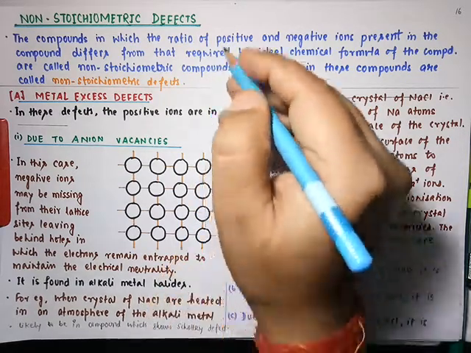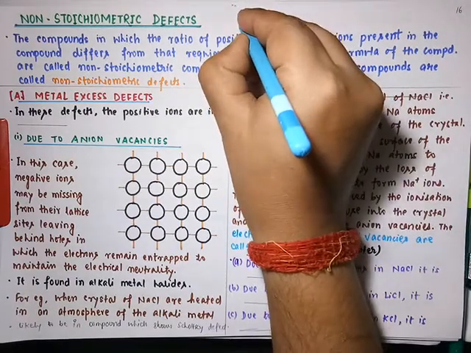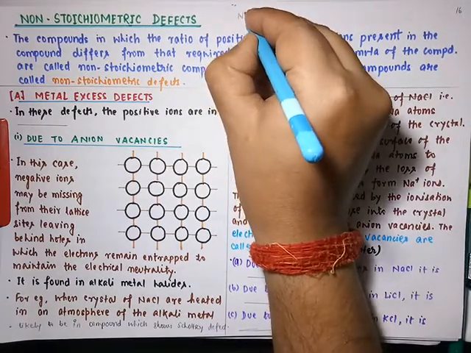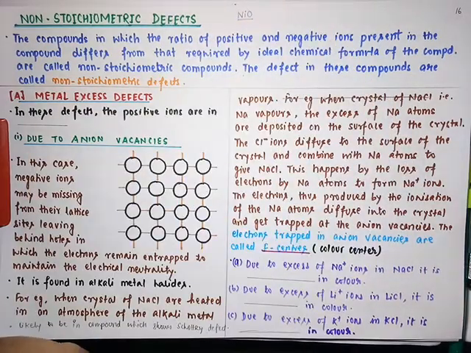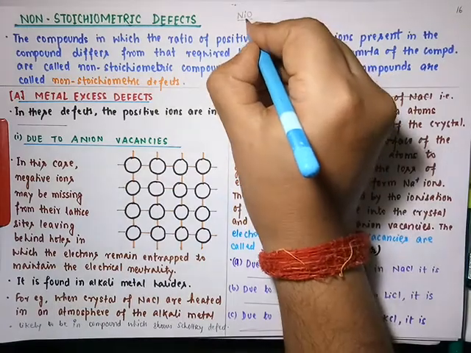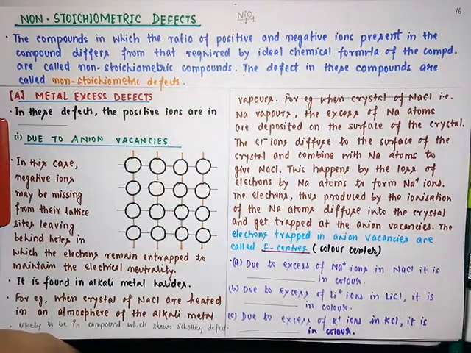Let me take a simple example here, student. Let me take an example of nickel oxide. So the formula of nickel oxide is NiO. So what we see here is that nickel is 1 in number and oxygen is 1 in number. 1 atom of nickel, 1 atom of oxygen.